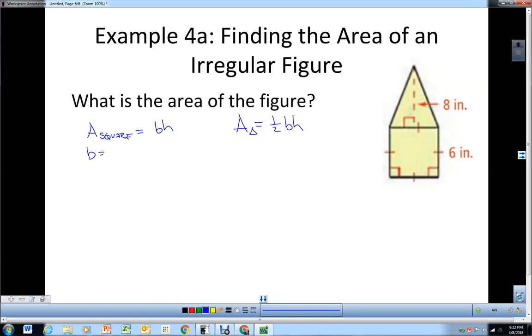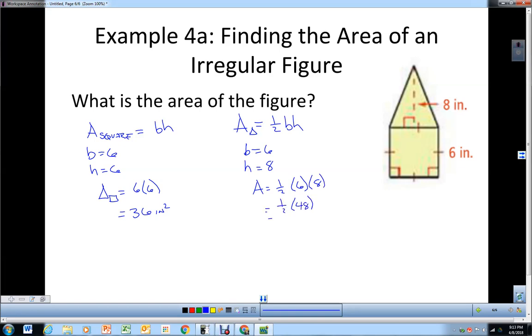So let's identify the base of our square. It's going to be 6, which means our height is also 6. For the triangle, the base is the same distance here, which is 6, and our height is going to be 8. Now we're going to calculate the area of the square, which is 6 times 6, which gives us 36. These are inches, so 36 square inches. For the triangle, area is equal to 1/2 of 6 times 8. So 1/2 of 48, which equals 24. This is also square inches.